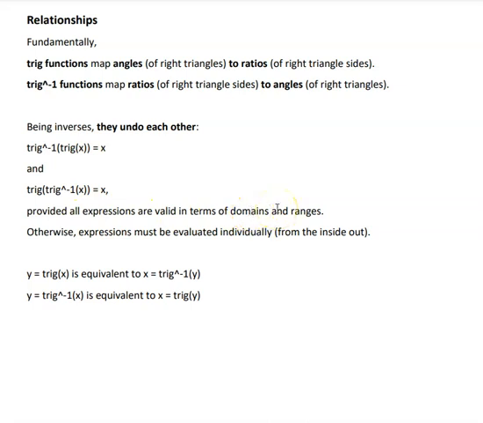Remember, we're dealing here with restricted domains, which means the ranges of the inverse functions are restricted as well. Everything has to be legal in terms of those restrictions. Otherwise, if one of the restrictions is not met, expressions must be evaluated individually from the inside out.